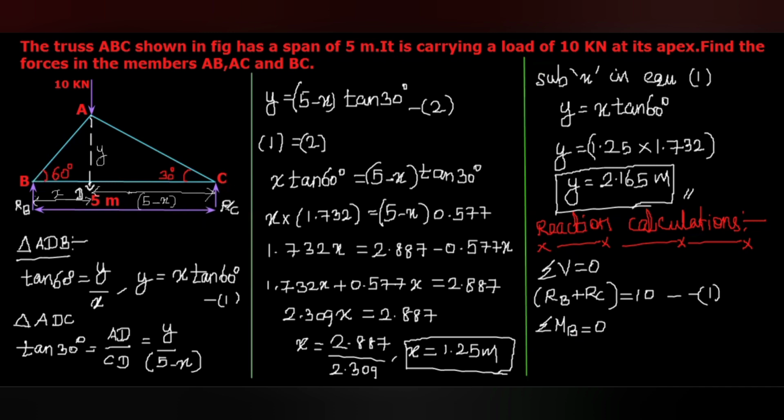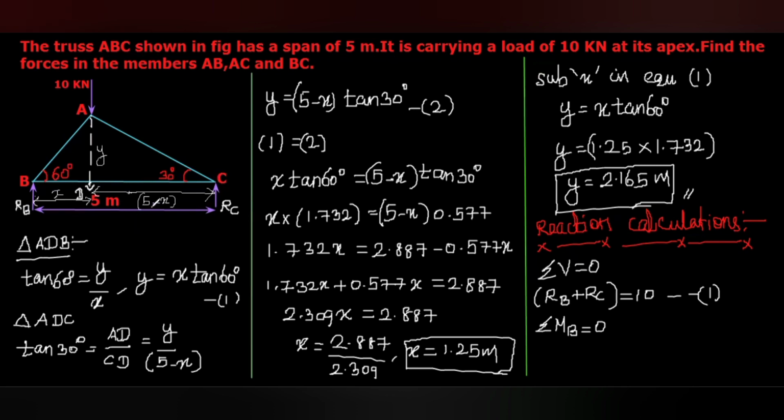So moment made by the other two forces. Here you can see RC is an upward force. The perpendicular distance from RC, that is 5 meter, and then the considered point B. This RC and this 5 meter, with respect to B, it is counterclockwise, because RC is an upward force. Here, this is the distance 5 meter or span length. With respect to B, this RC into 5 will act in counterclockwise direction.